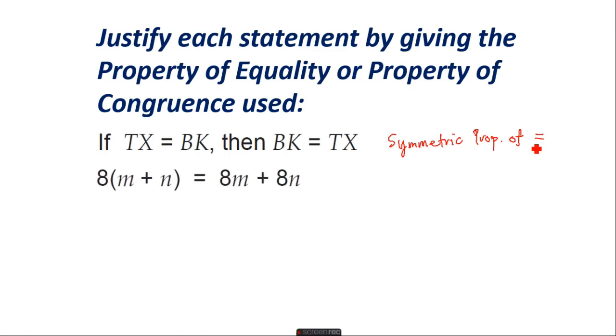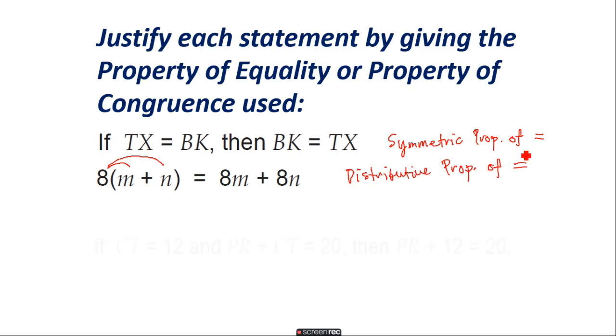Okay, next. So let's see. 8 times the quantity of m plus n is equal to 8m plus 8n. So what is the illustrated property here? All right, very good. Because we can see that we are distributing, therefore this is the distributive property of equality, because it's an equal sign.